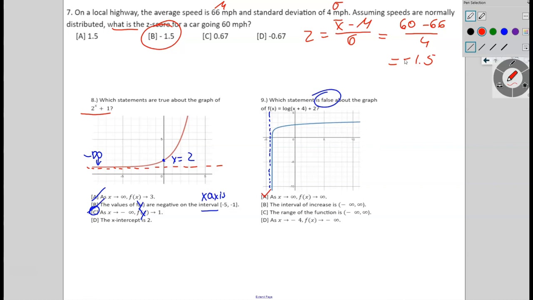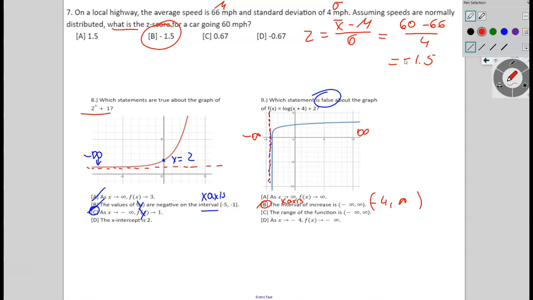Option B: the interval of increase, looking left to right, interval again meaning x-axis, is from -infinity to positive infinity. That is not correct because we have an asymptote right here, it's our wall. So our interval of increase would be from our asymptote, -4, to positive infinity. So this is a false statement, which is our correct answer.